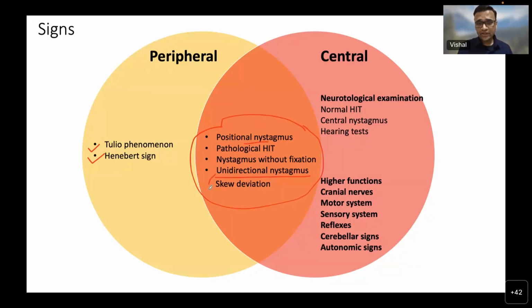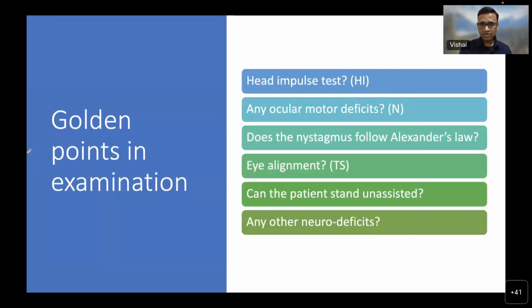And skew deviation: whenever you see a skew deviation, the first thing that should come to your mind is central. Thirty percent of patients with acute vestibular syndrome can have skew deviation if it is due to a posterior circulation stroke. But on the first day of vestibular neuritis, you can still see skew deviation in some patients. So that's why it is so important to know these caveats. Now, another caveat I will tell you in the next few slides.